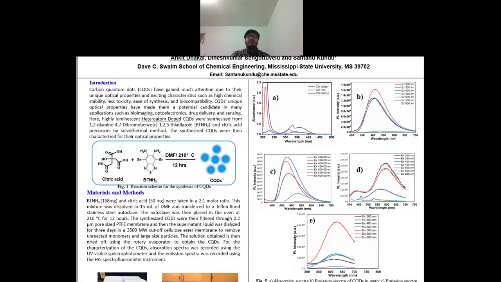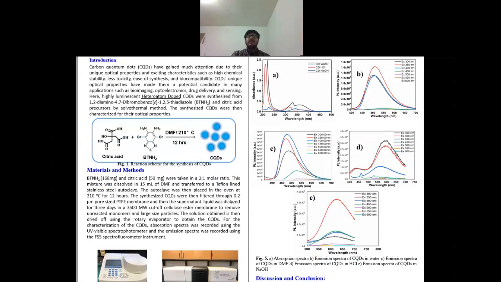Another peak in the range of 300 nanometers to 450 nanometers is seen. This peak is due to the n to pi star transition in the functional groups of the carbon dots. Also, emission spectra for the carbon dots in different solvents was obtained using the FS5 spectrofluorimeter. We can see different emission spectra for carbon dots in different solutions from figures 5b to e.